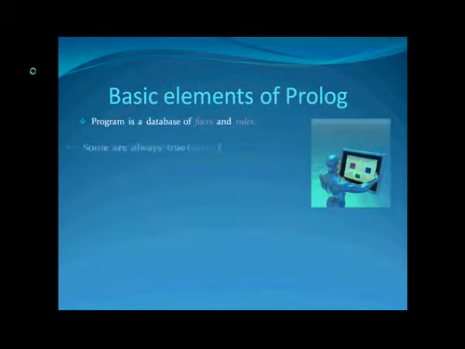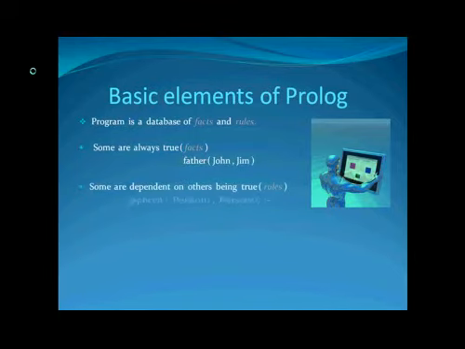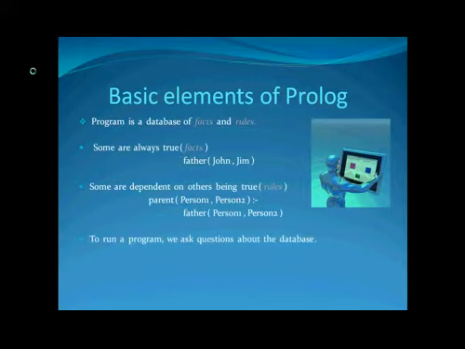Basic elements of Prolog. A program is a database of facts and rules. Some are always true. As you can see, this means Jim's father is John. Some are dependent on others being true. Person 1 is the parent of person 2. Or the other way around, we can say person 1 is the father of person 2. To run a program, we ask questions about the database.